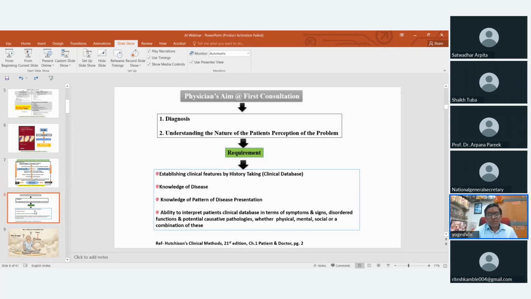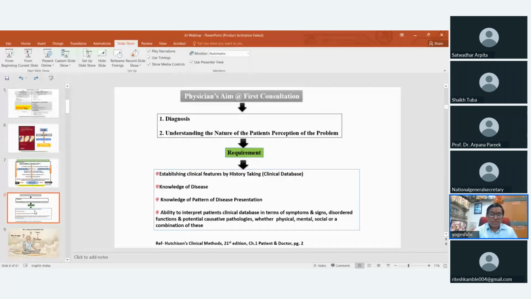So the next is establishing clinical features by history taking. So this will allow us to have clinical database so that we can understand the individualistic disease, that is to say the individualization of disease or disease diagnosis, and this will help us in planning the further management of the patient as a person. Every disease is individualistic, and every person's reaction to that disease is also individualistic. Along with that, the perception that the person is having towards the disease, it is also individualistic. So for that, what is required?